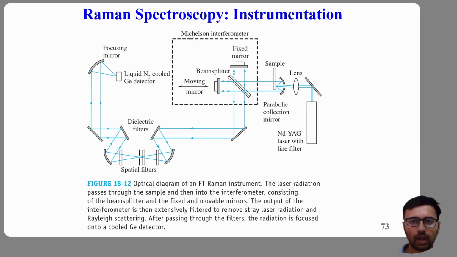Now, notice the laser source. Modern FT Raman instruments commonly use Nd:YAG lasers operating at 1064 nanometers. Why this specific wavelength? Why not use a stronger visible laser? The answer brings us to the greatest enemy in Raman spectroscopy, that is fluorescence.